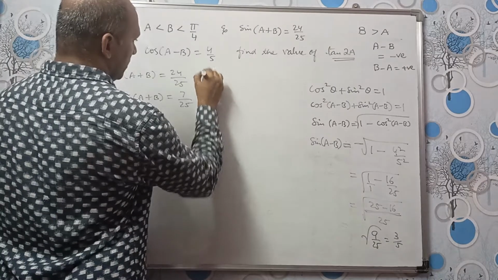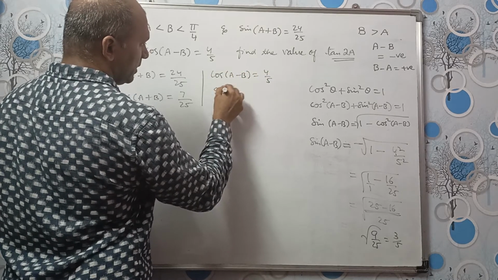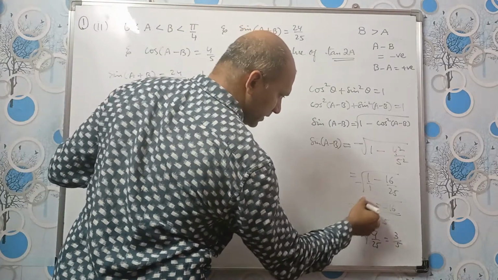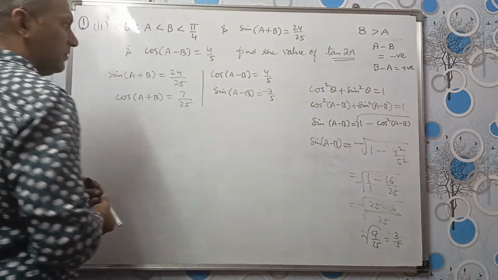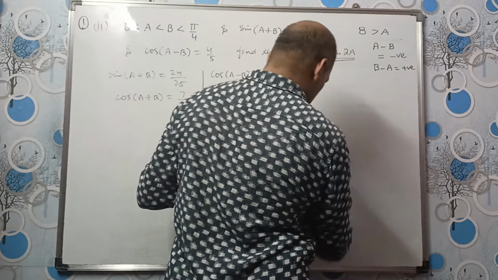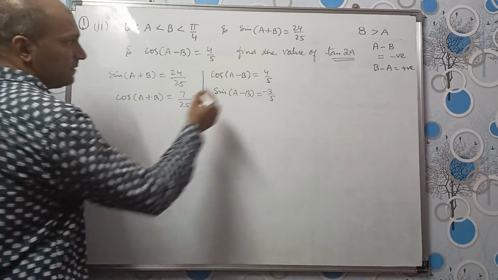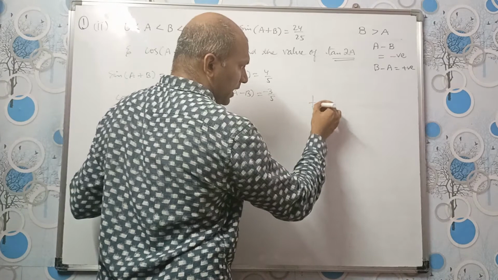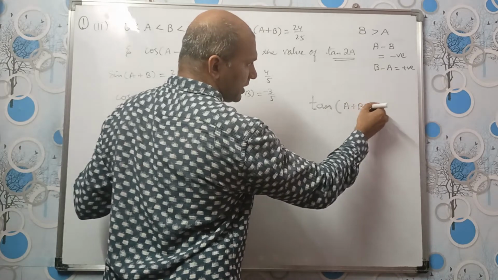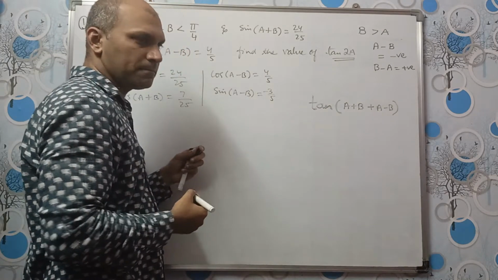Okay, so what do we have now? We have cos(A-B) is equal to 4 by 5 and sin(A-B) is equal to 3 by 5, but with minus sign, right? Minus 3 by 5. We got everything we need. Now see, let us find tan 2A. To find tan 2A, let us write it as (A+B) plus (A-B).